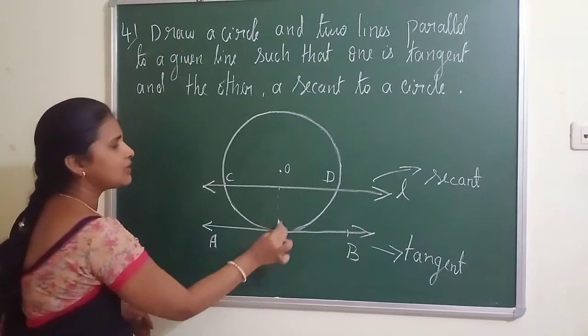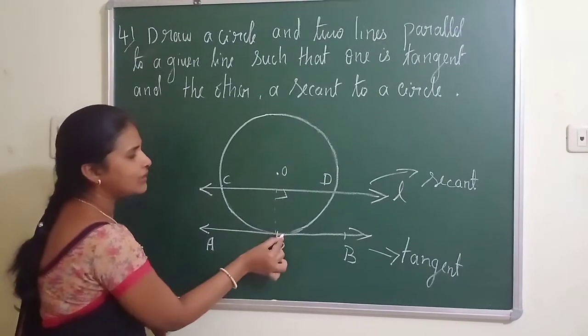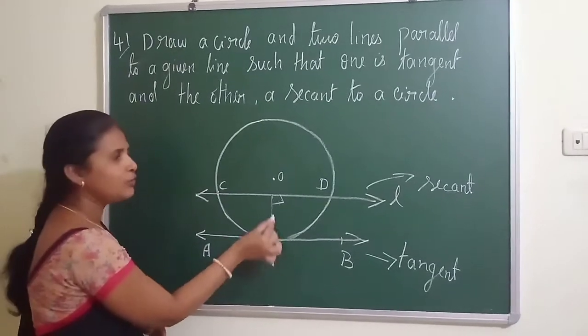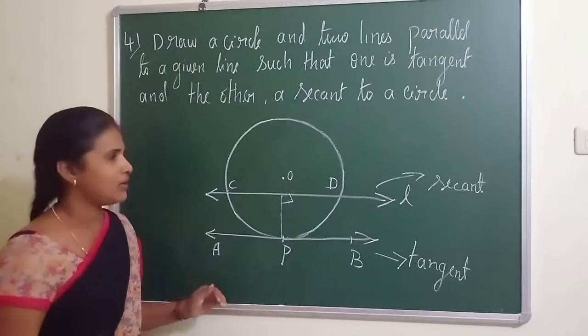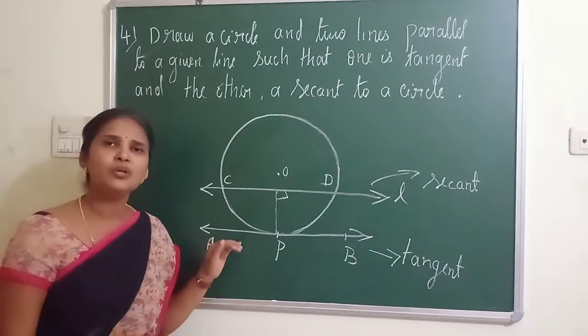So when you measure the angle here, it should be 90 degrees. Or the sum of the 2 angles here, the co-interior angles, should be 180. Then we can tell that these 2 lines are parallel. So one is a secant and one is a tangent, which are parallel to each other.